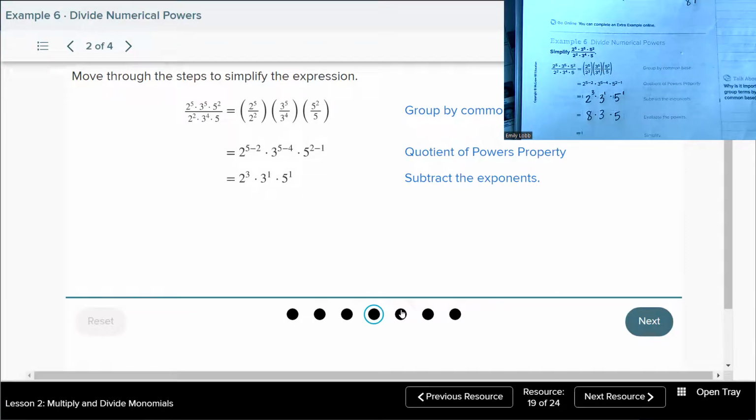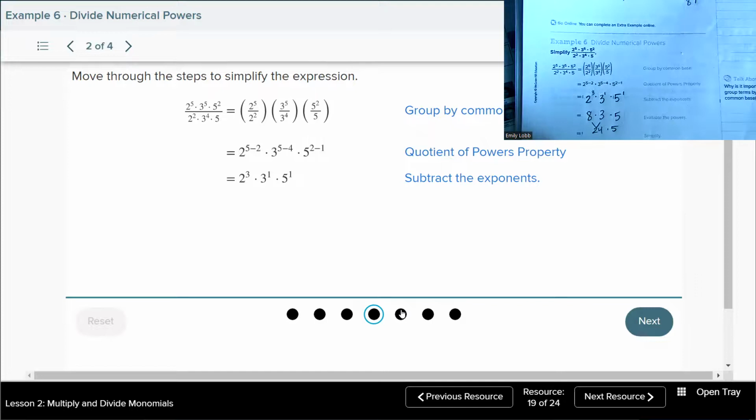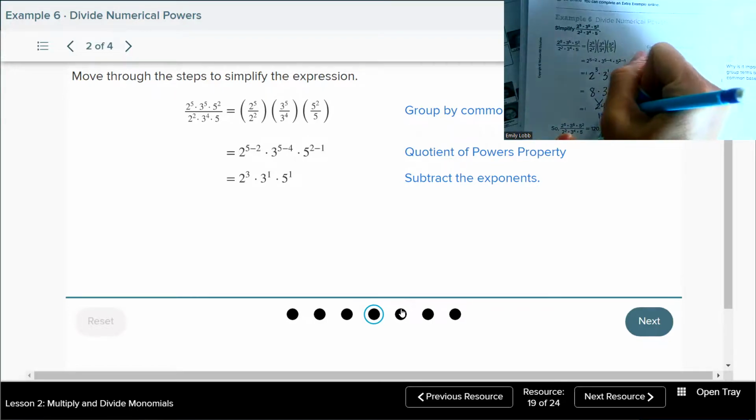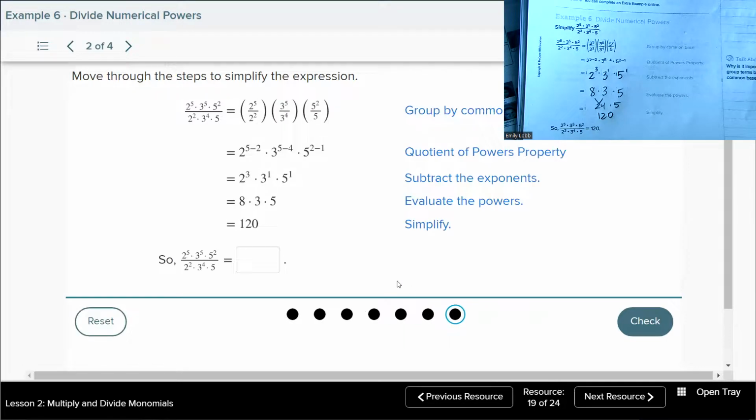And what is 8 times 3? This is 24 times 5, so half of 24 is 12 times 10. So therefore, they did 8 times 3 times 5. 24 times 5 is 120. So, in other words, 2 to the 5th times 3 to the 5th times 5 squared divided by 2 squared times 3 to the 4th times 5 is equal to 120, right?